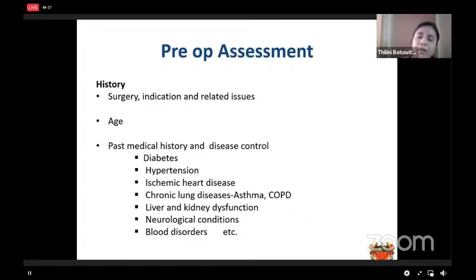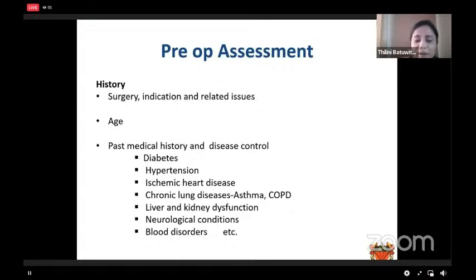Then during your history, you have to ask the patient about the past medical history and how the diseases are being controlled. What are the things that you are going to ask? Mainly, most of our patients will have diabetes, hypertension, and ischemic heart disease, as you all know.